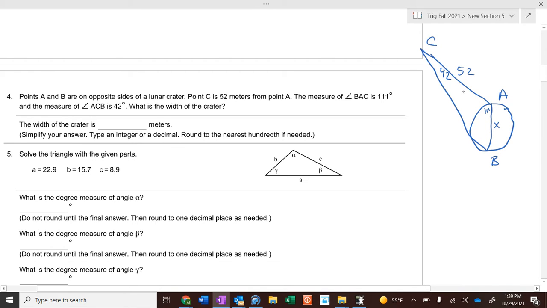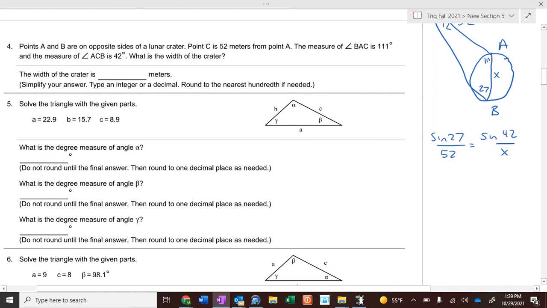Well, what you have to do is take 111 plus 42, which is 153, which leaves 27 here. So the sine of 27 over 52, its opposite side, equals the sine of 42 over its opposite side, x. Then you cross multiply, solve, and get your answer. Okay?